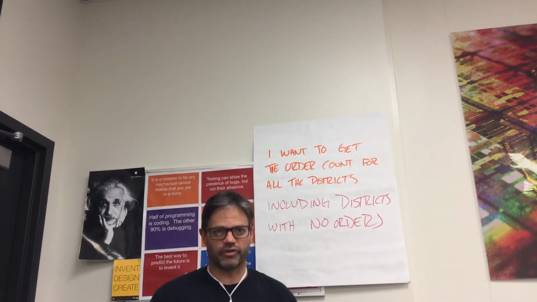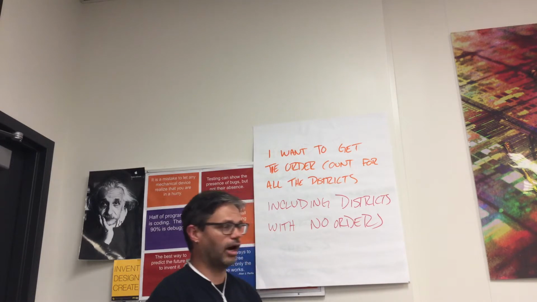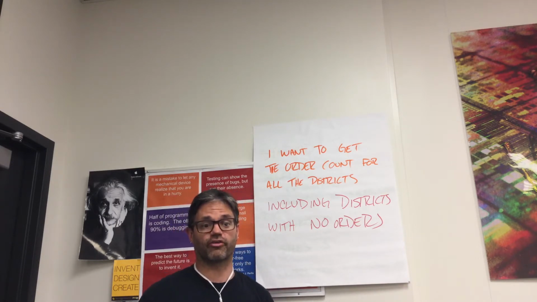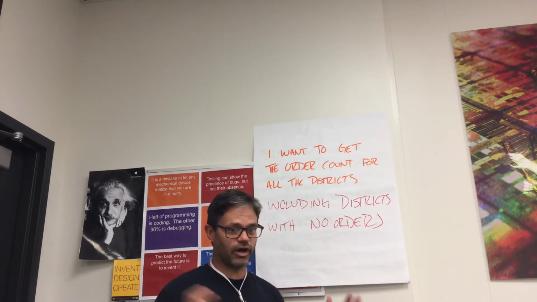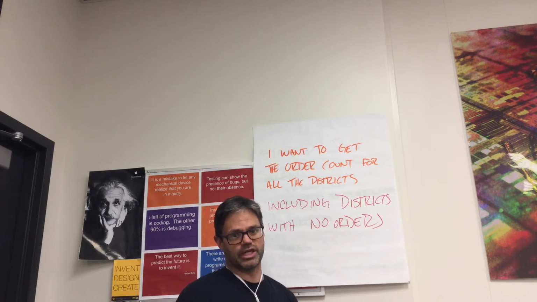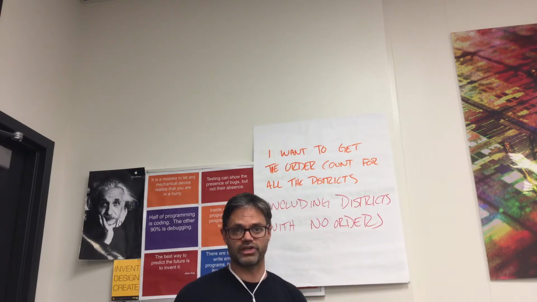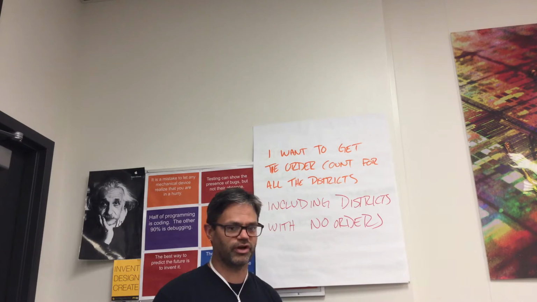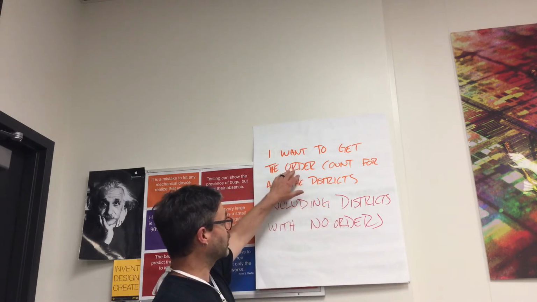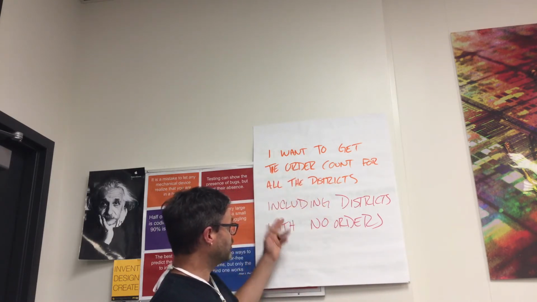The example I'm going to give is we want to find out how many different orders there are for all the different districts in our system. I've been using the Manga Fruit database the entire year, and we're going to continue on with that for the examples, making just a small change here and there. I want to find out what the order count is for all the districts, including districts with no orders.